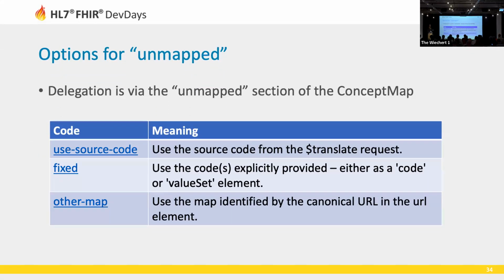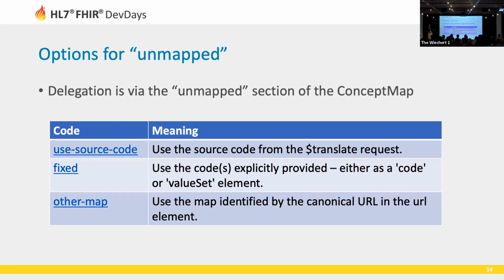So this is using the unmapped section of the concept map. Here are a few examples of what you can use. You can actually say when something's unmapped, you can just say use the source code, which is just echoing back what you passed in, more or less. You can use a fixed code to say whenever something doesn't occur in this map, then just send back this.